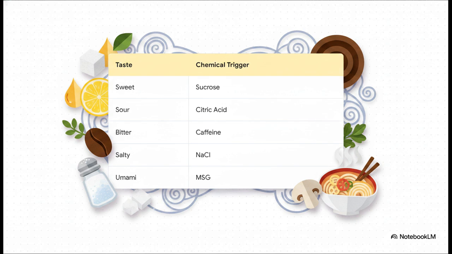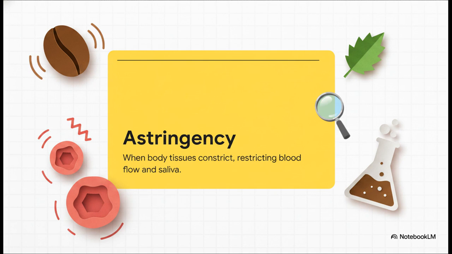It's a survival mechanism. Now, we really need to clarify a common point of confusion. Astringency is not bitterness. No way. A lot of people argue it's a taste, but it's actually a tactile sensation. Astringency, which is often caused by tannins in the coffee, happens when your body tissues literally constrict and pucker. It actually restricts blood flow and saliva in your mouth. So it's a physical tissue reaction, entirely separate from the basic taste of bitterness.